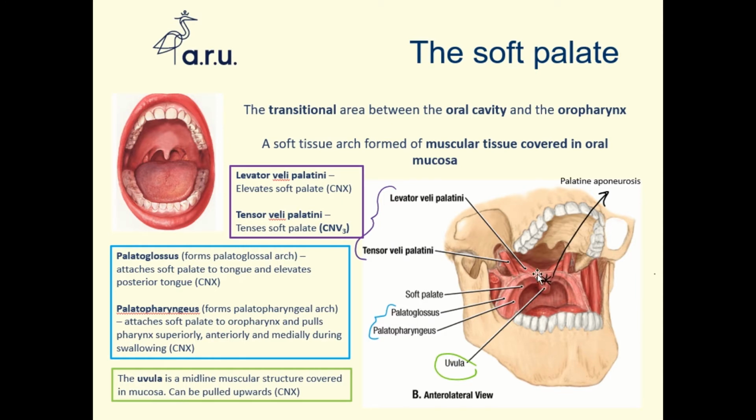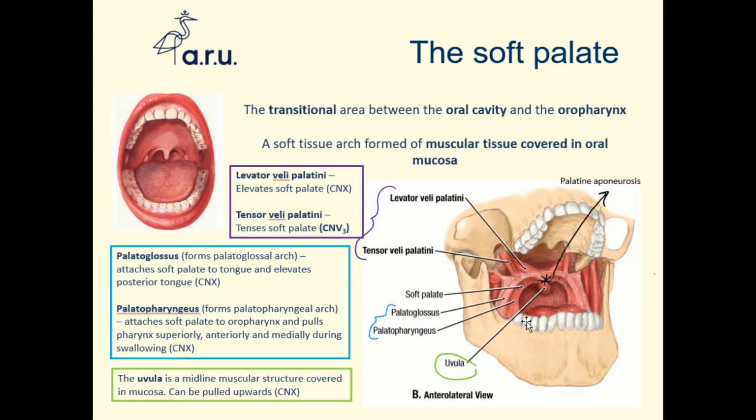Remember, the aponeurotic sheath of the soft palate was formed by the tensor veli palatini muscle. And the levator veli palatini, since it is situated superior to the soft palate, you can probably imagine that the main action of this muscle would be to elevate the soft palate. The other 2 muscles are the palatoglossus muscle and the palatopharyngeus muscle.